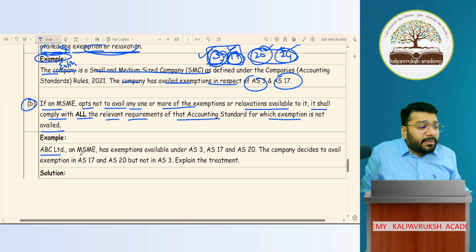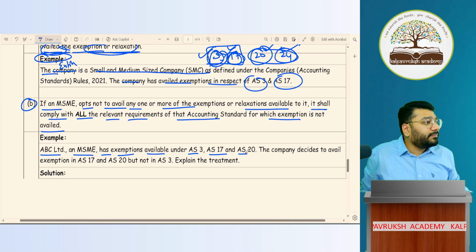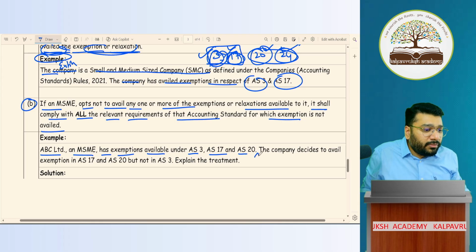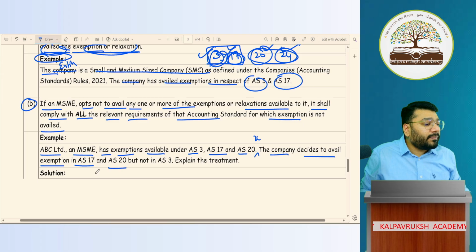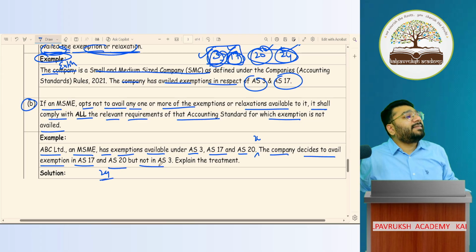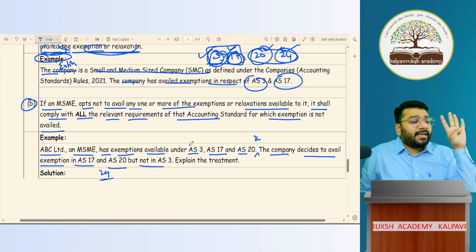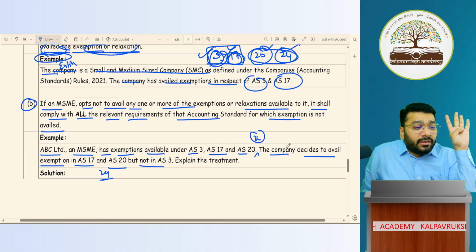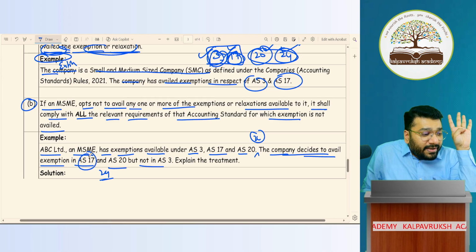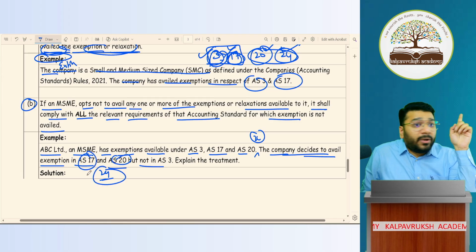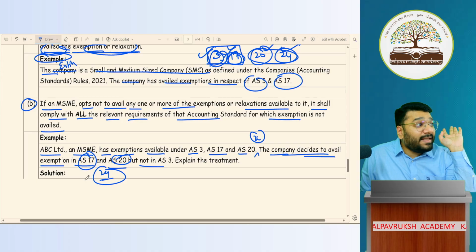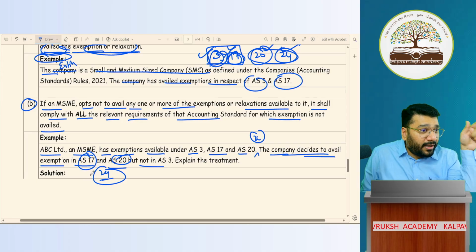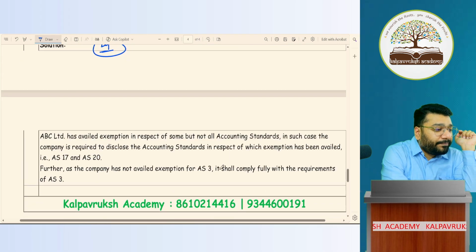Example: ABC Limited is MSME, has exemption available under 3, 17, 20, 24 also will come. I have missed writing it. The company decides to avail exemption for AS 17, 20 and 24, but not AS 3. How many AS are there? 3, 17, 20, 24. The company decides to avail exemption of 17, 20 and 24. For AS 3, they are not availing exemption, they are following it fully. Explain the treatment.